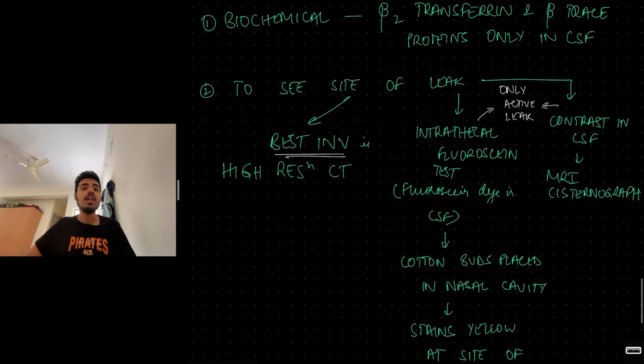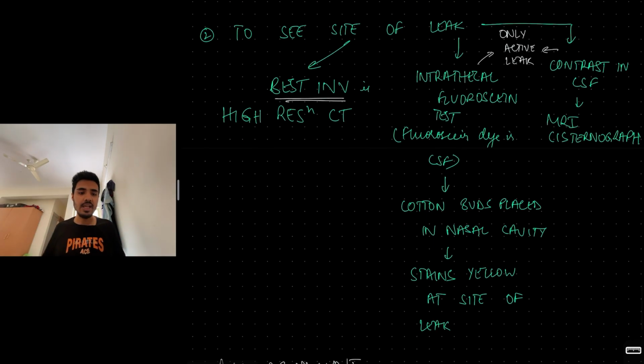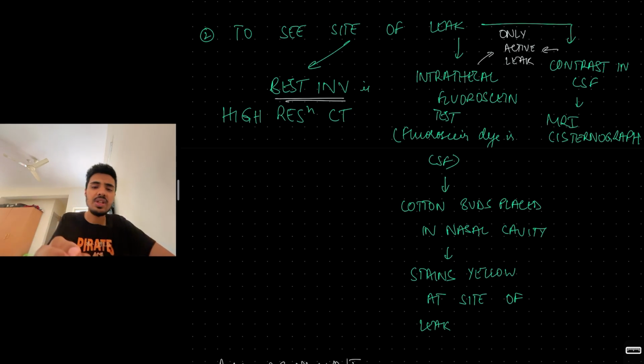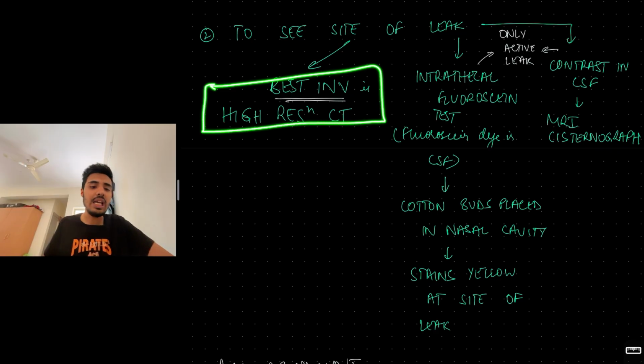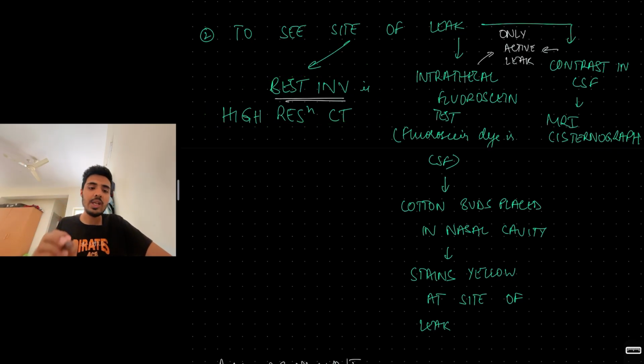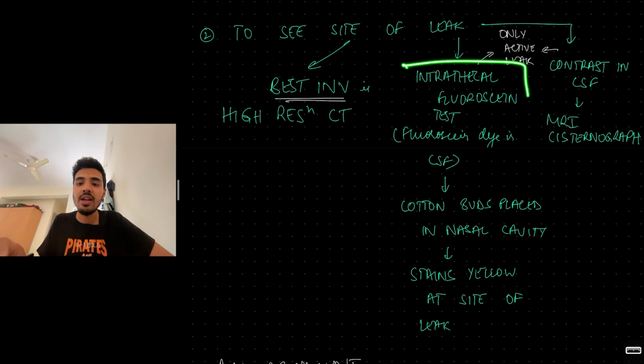Then, let's say I want to assess the site of the leak. If I want to do a surgery, I need to know where the CSF leak is first, right? For that, the best investigation is high resolution CT. With high resolution CT, you can exactly get to know, oh, this is cribriform plate fracture, this is sphenoid bone fracture, etc. But you can also use other methods such as intrathecal fluorescein test.